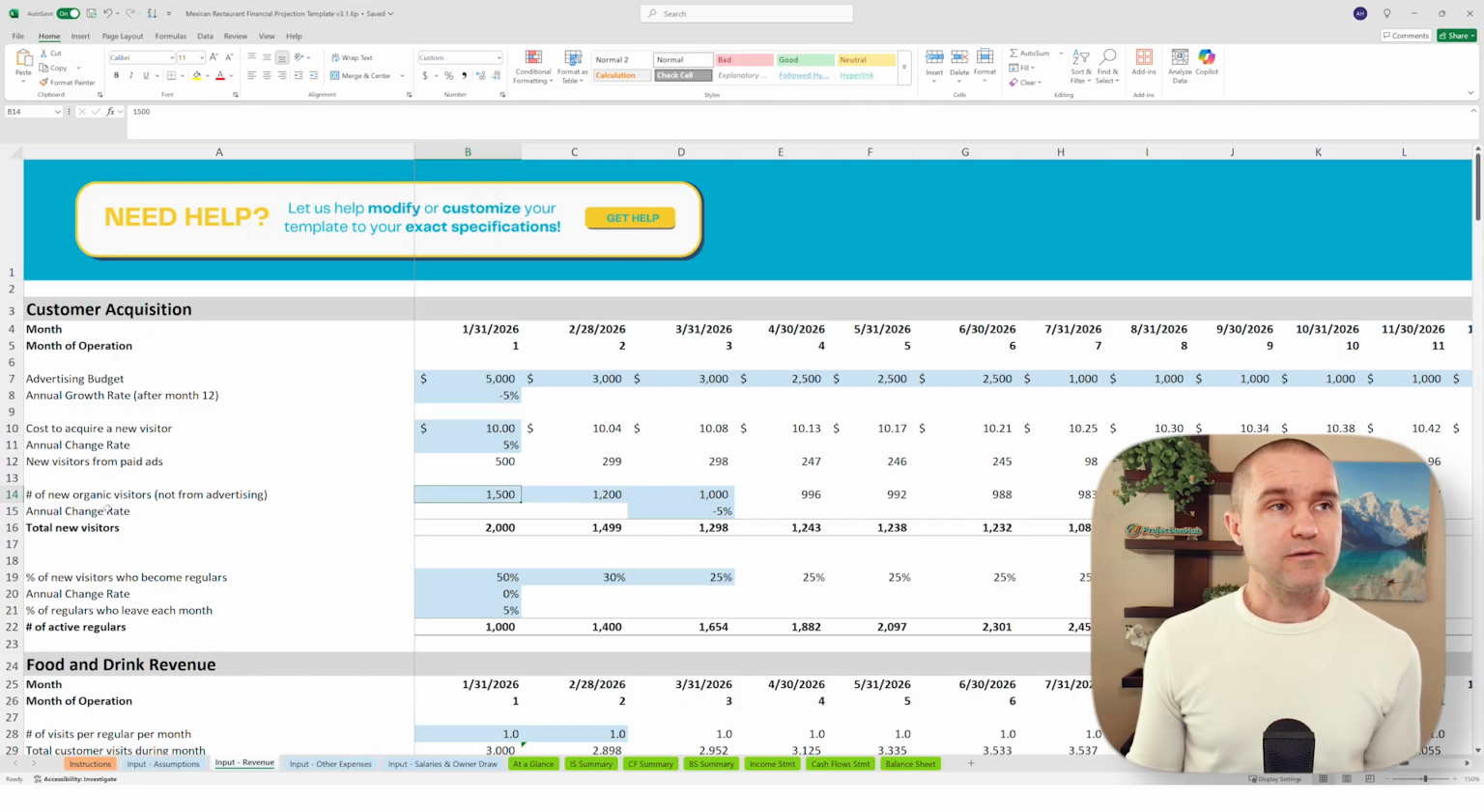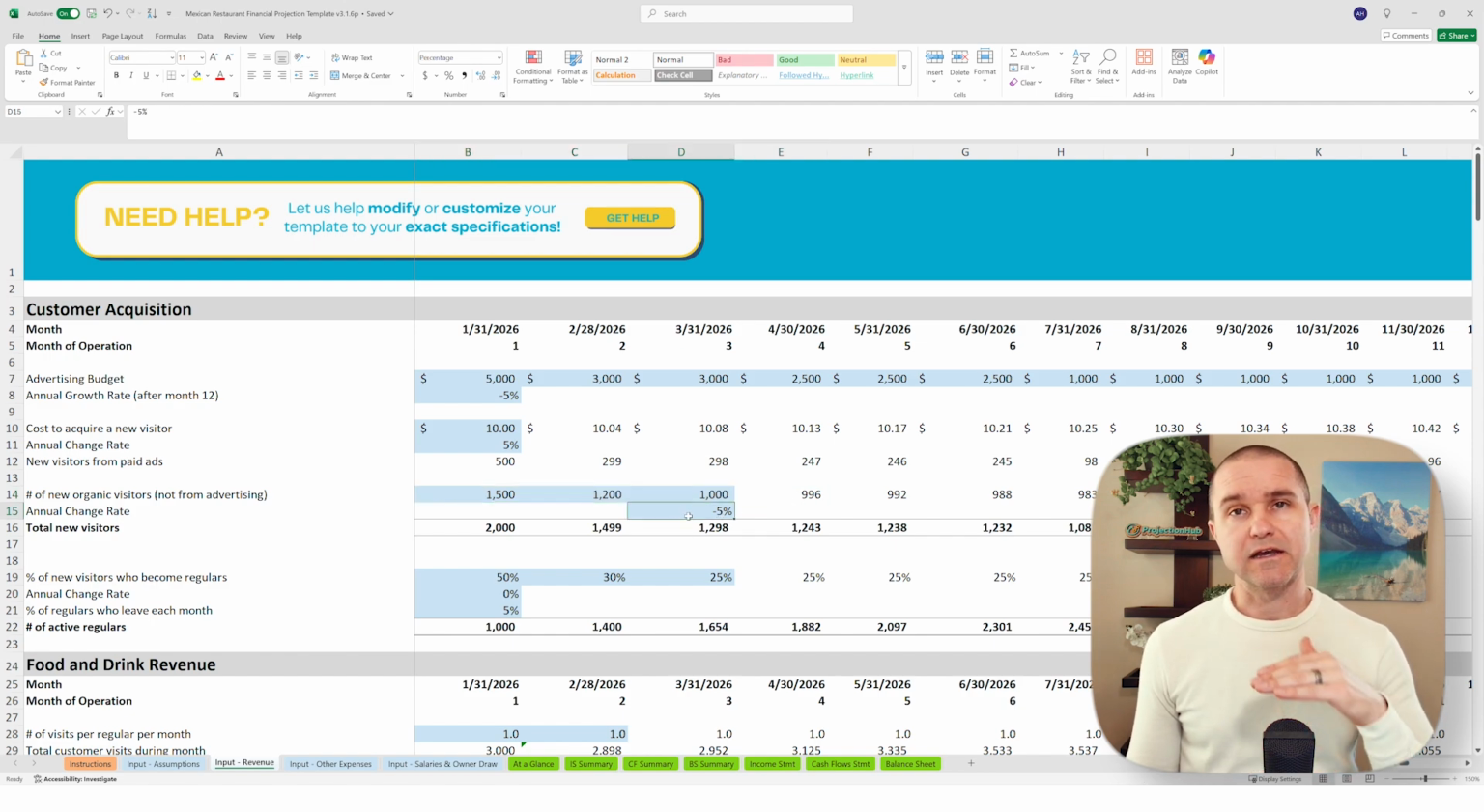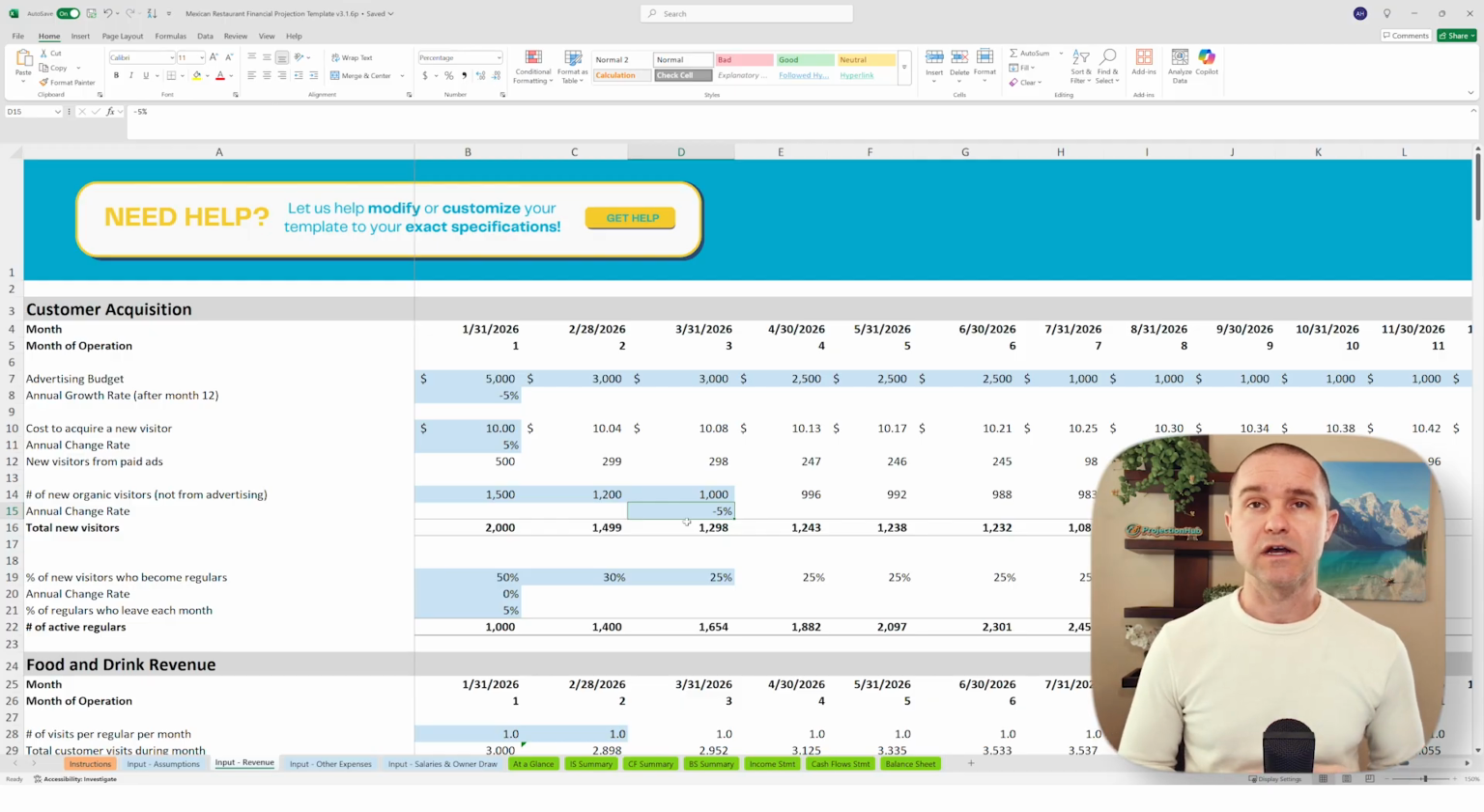customers to the restaurant. And then we also have an assumption of new organic visitors, or just customers that come through word of mouth, or maybe they saw a good review or they heard a friend talking about the restaurant. And so we're assuming the first couple months, maybe higher visitors initially when you first open, and then that kind of dwindles down over time. So we have a negative 5% growth rate to drive down those new customers, because eventually everybody who will want to try your restaurant will probably have tried it. So it'll be harder and harder to get new customers each month. This will then project your total new visitors.